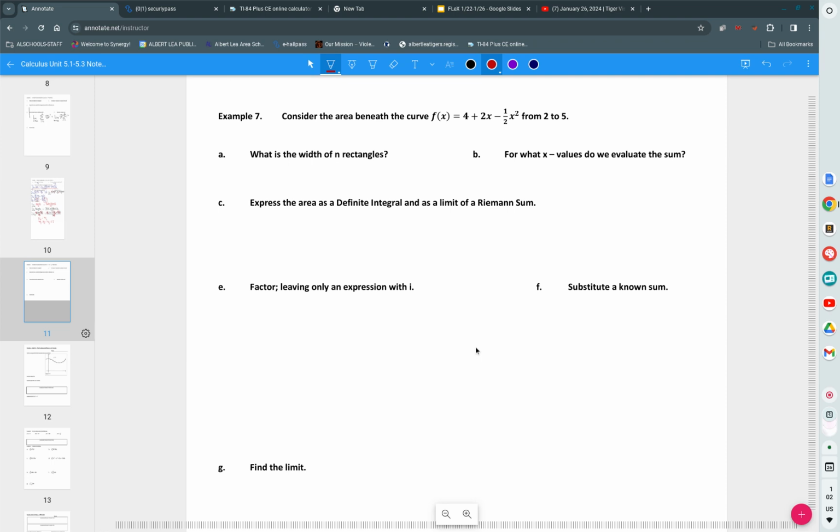Our last example for this piece: the area beneath 4 plus 2x minus 1/2 x squared from 2 to 5. Lily, what's different about this one? It doesn't start at 0. Doesn't start at 0. It's 3 over n. Exactly. 3 over n is our width.